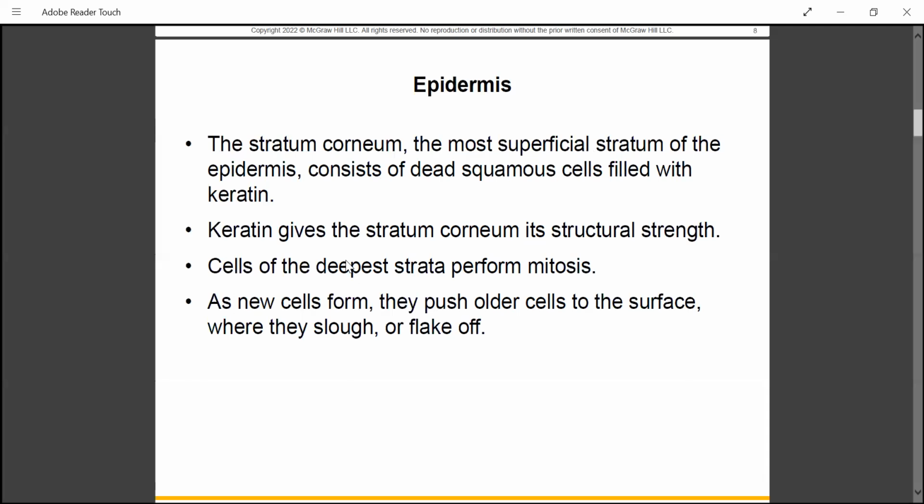So our deepest cells that are all the way down in the basal layer, our stratum basale, those ones are going to be the cells that are alive and dividing to give us new skin cells. So we'll talk about that a little bit more when we get down to our diagram of the cell layers.